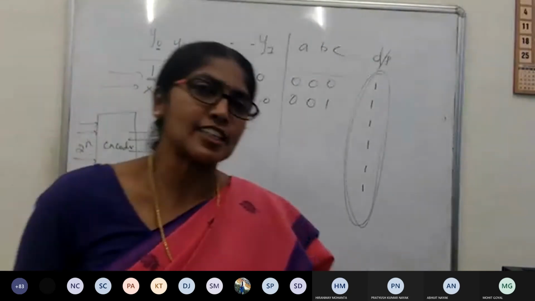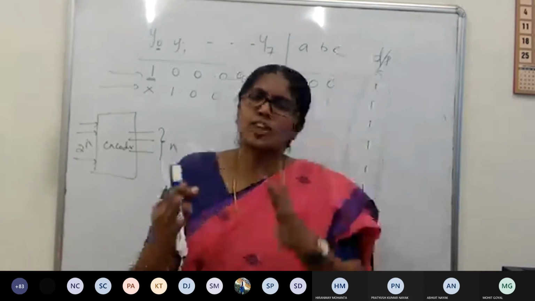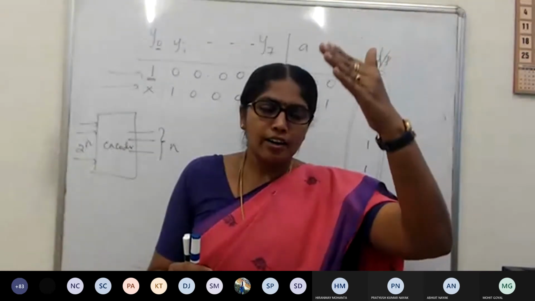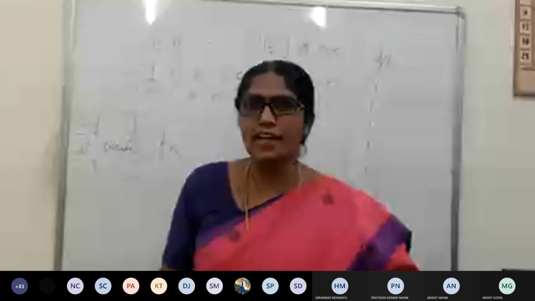For example, you have decoders. You told that you have a 3/8 decoder, right? You have a row of AND gates. Is that correct? A row of AND gates, right? Can I use NAND gates there?